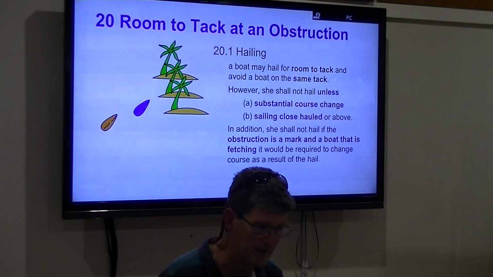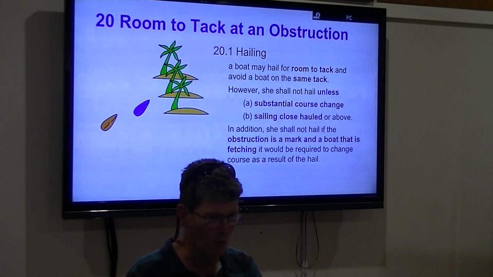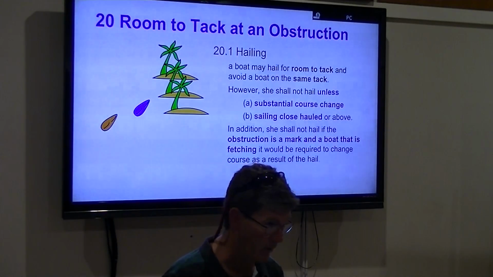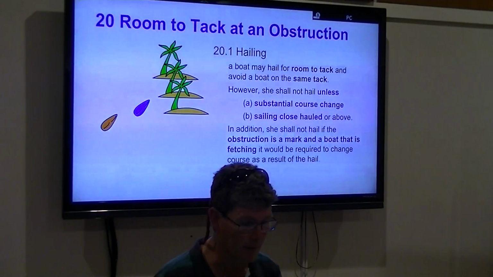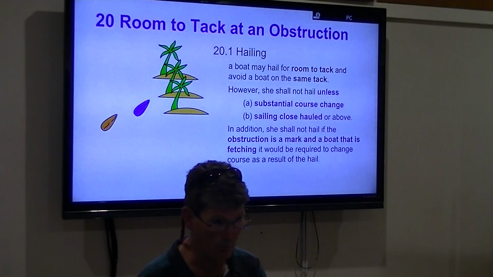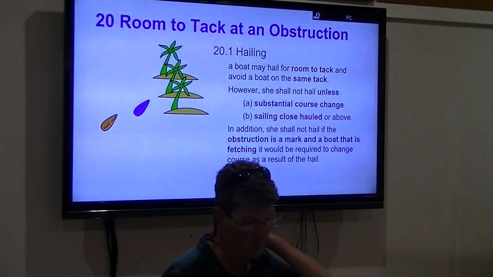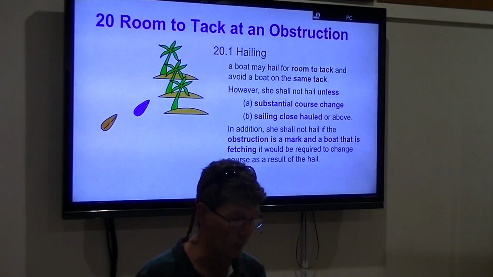I should fill in that the wind's coming from the top of the screen, and we have to look at blue. Blue can't really tack without having orange come up and hit it potentially, or doing some avoiding action. So blue's not normally able to tack in that situation. We've seen that tacking onto starboard, she has to give way to orange. She'd break rule 15 if she just tacked straight away. But she can hail for room to tack.